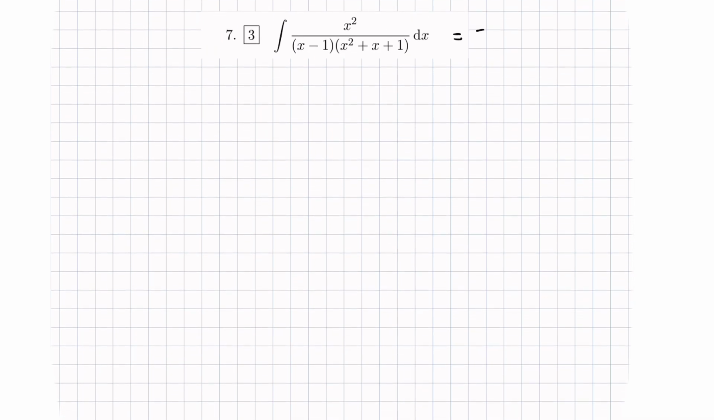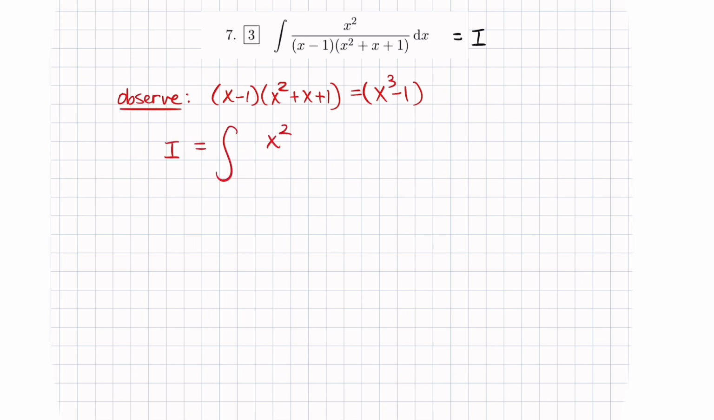On to number 7. The integral of x squared over x minus 1 times x squared plus x plus 1. And that bottom right there just begs us to multiply that together. So we observe that x minus 1 multiplied with x squared plus x plus 1 is going to be x cubed minus 1. So we'll substitute that back in there.